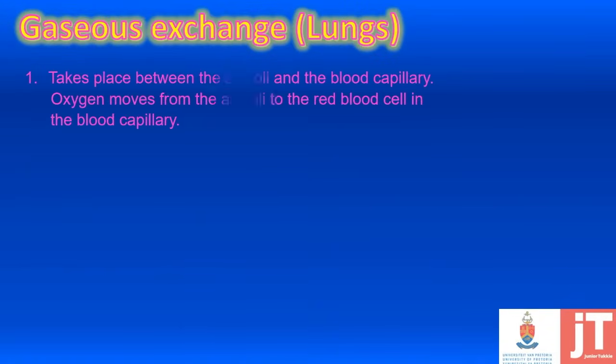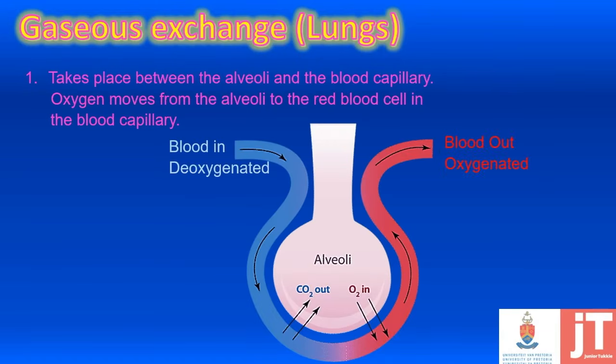When gas exchange takes place within the lungs, it takes place between the alveoli and the blood capillary. So oxygen will move from the alveoli into the blood, where it is transported with a red blood cell, and carbon dioxide moves from the blood into the alveoli. So you'll see the deoxygenated blood coming in, carbon dioxide will move into the alveoli, oxygen moves into the blood, and then deoxygenated blood changes into oxygenated blood, which then gets pumped back to the heart so that it gets transported to the rest of the body.